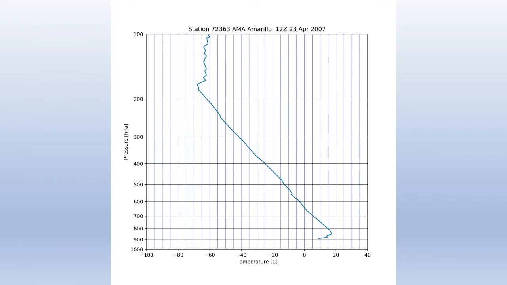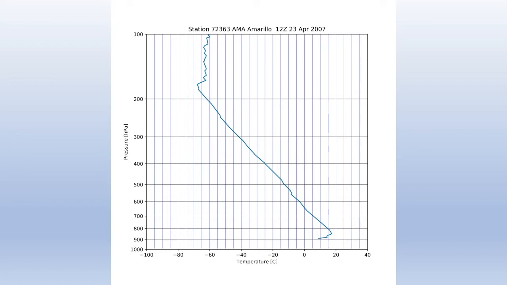But we still have a bit of an issue that we want to address. We're very close to where we want to be with this diagram, but there's something we can still do. Notice that the temperature decreases rather sharply as we go up. We're down to about minus 65 in this specific sounding.